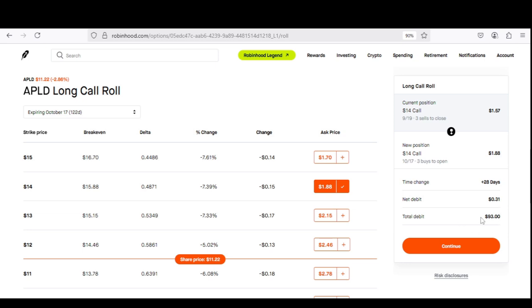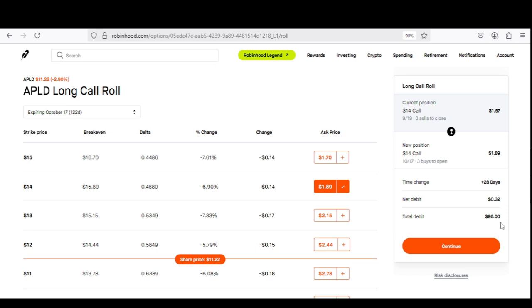The reason I'm going to have to pay is because I'm going to be receiving a lot less than what I'm getting credit for. So currently, it's costing $157 if I have to close this right away. To get into a new position, I'm going to have to pay $189, which is a lot more than what I'm getting paid to close the option contract. Hence, I have to pay.